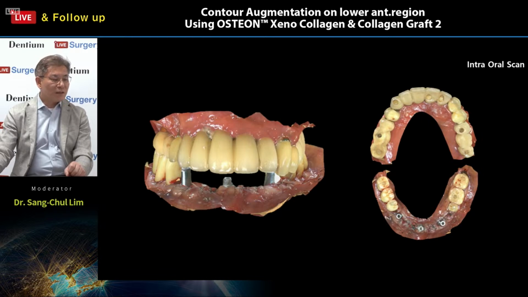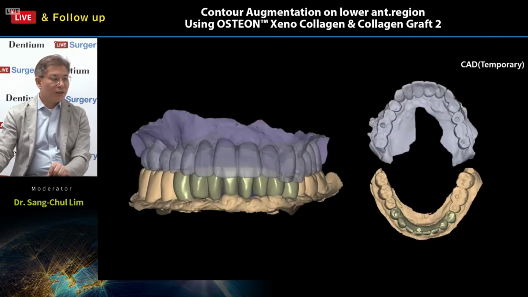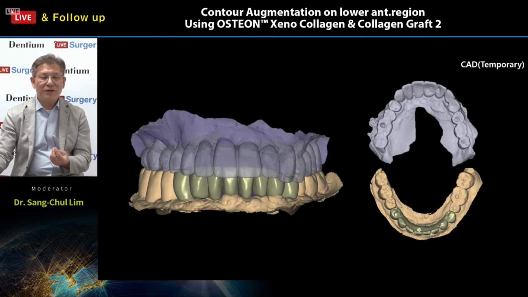Okay, the intraoral scan after 1 week of the surgery, and making the temporary restoration, 8 units, right? From the first molar to first molar on the opposite dentition, supported on 3 implant fixtures. An 8-unit temporary prosthesis was inserted into the implant surgery area.